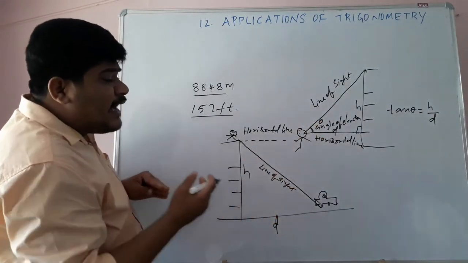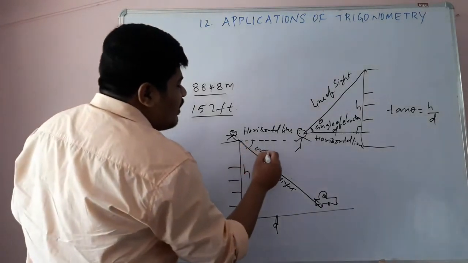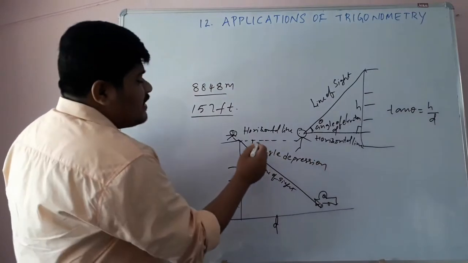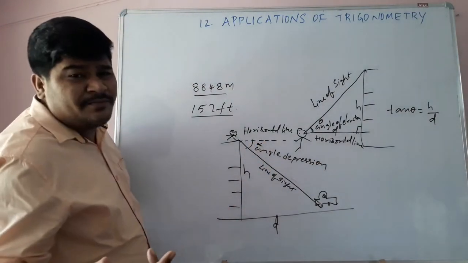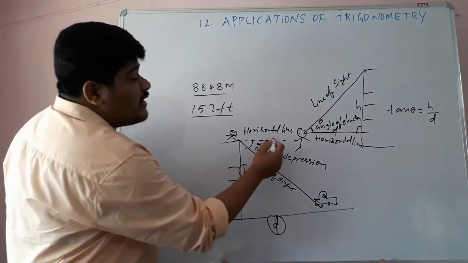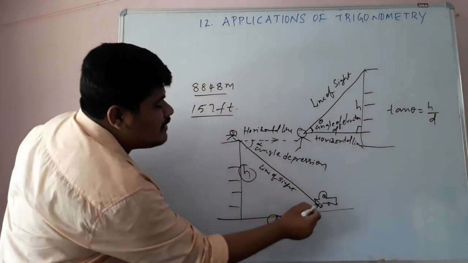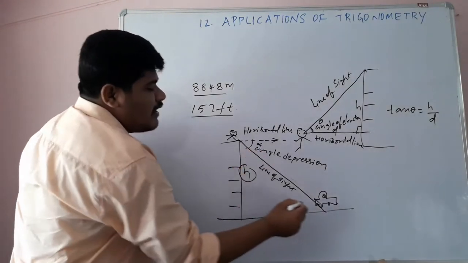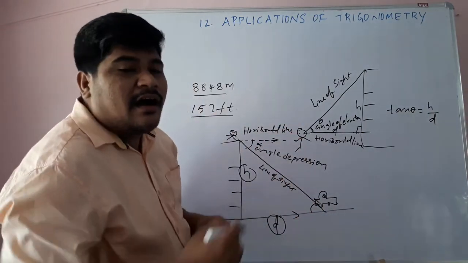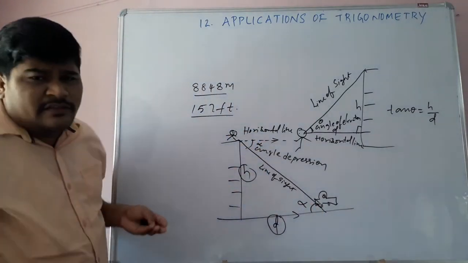Here the angle between the horizontal line and the line of sight in this case is called the angle of depression. Let this angle be alpha. Now we know the height of the building and we need to find d. The horizontal line is parallel to the ground. If these two are parallel, then this alpha and this angle are alternate interior angles, and alternate interior angles are equal. So if this is alpha, this is also alpha.